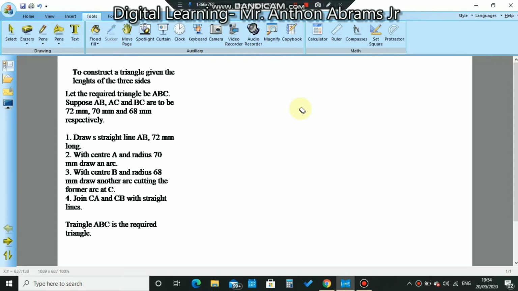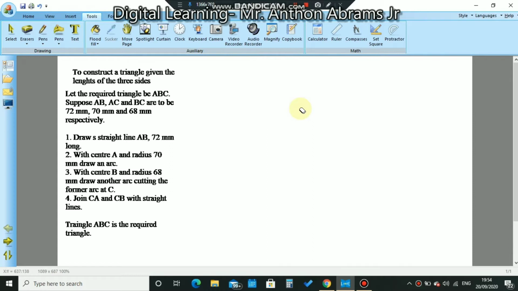It says, let the required triangle be ABC. Suppose AB, AC, and BC are to be 72 mm, 70 mm, and 68 mm respectively. Looking at the problem, we see three different measurements, so we know we're talking about a scalene triangle. When they say let the required triangle be ABC, remember it's very important that we label every part of our construction. When we talk about ABC, we're talking about 3 points.